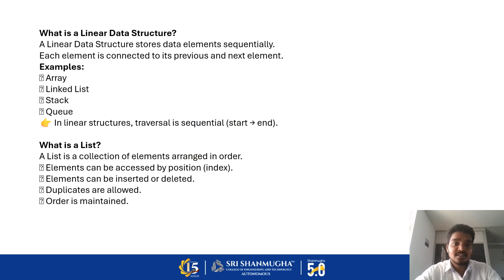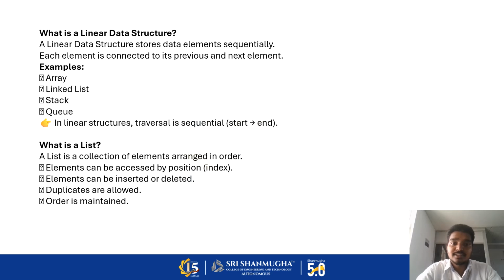So what is a list? A list is a collection of elements arranged in order. For example, on social and e-commerce websites, the products are ordered in a sequence. That is called a list, a real-life example. Elements can be accessed by position, by index. Each element has a position, and the position is called the index.